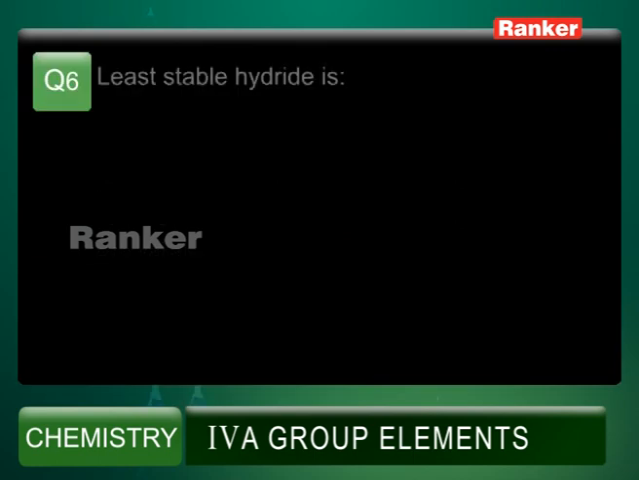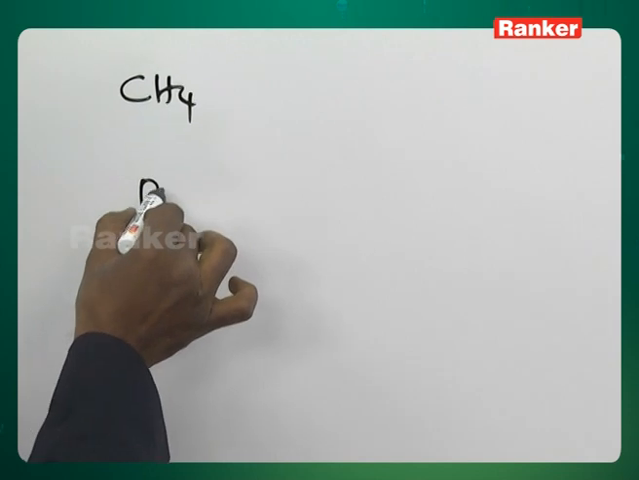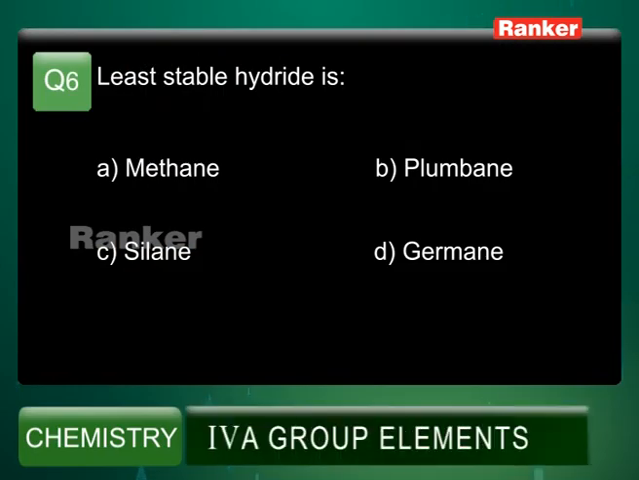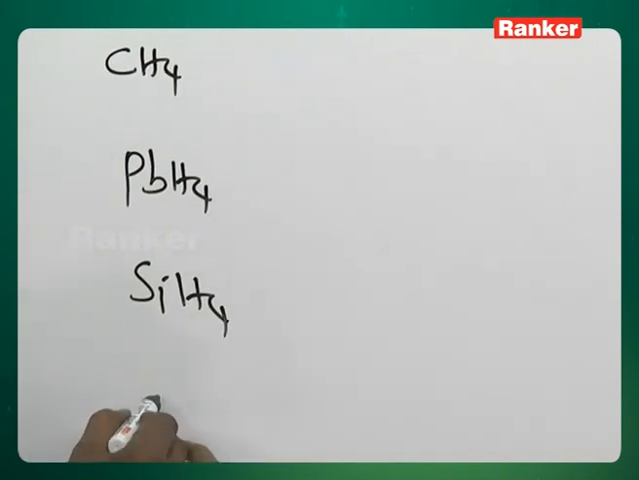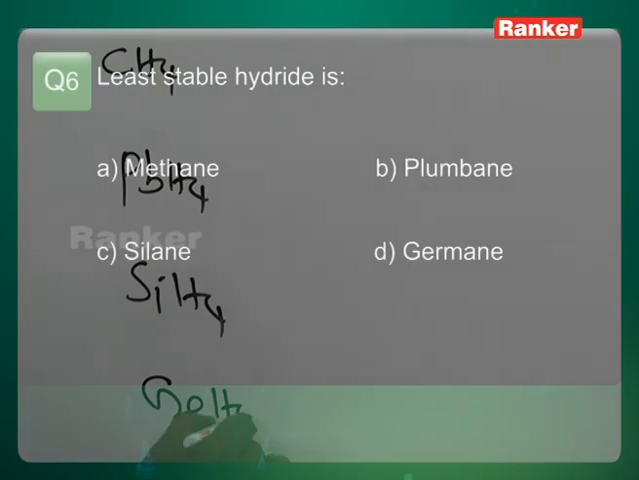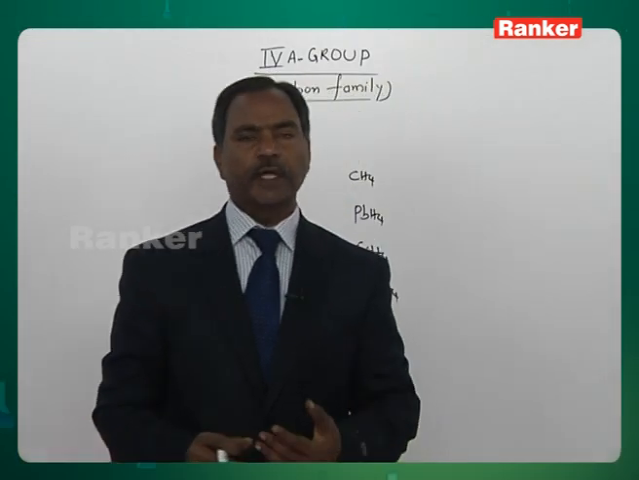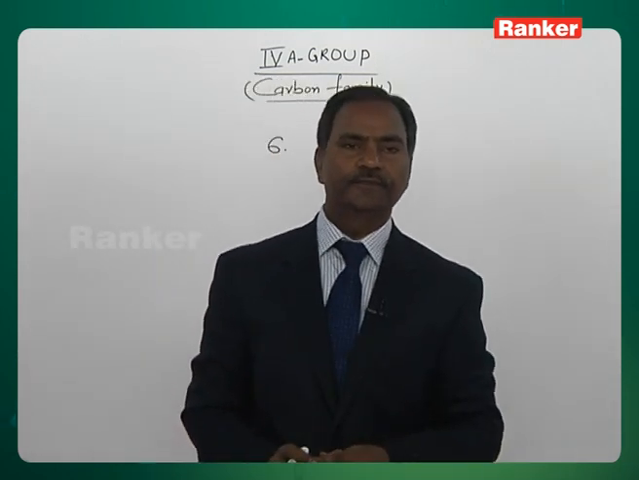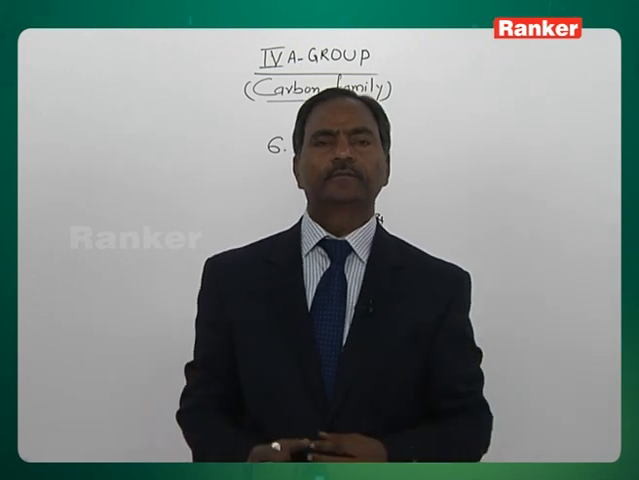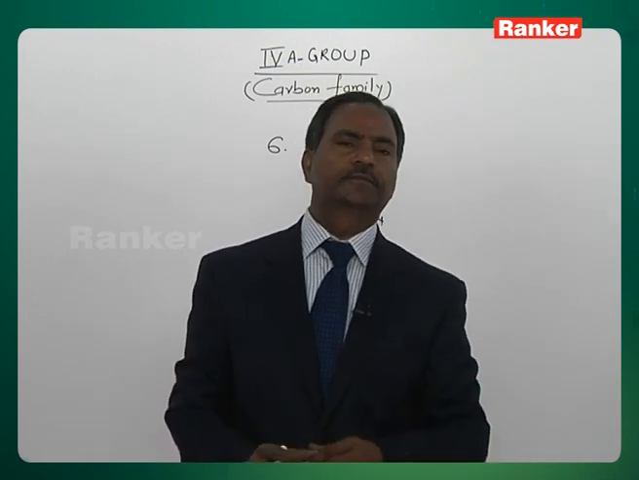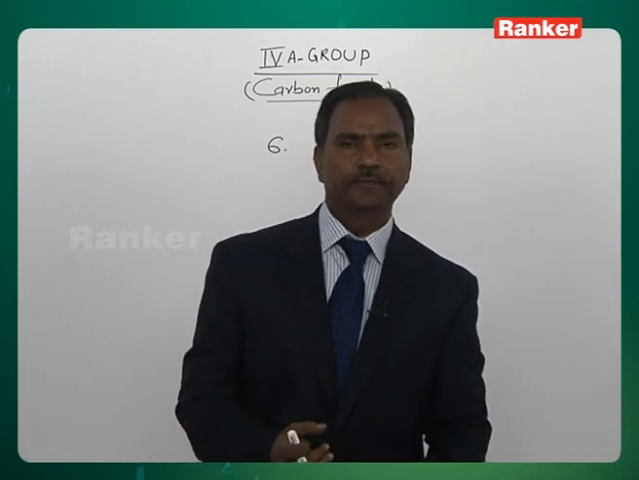Question number 6: the least stable hydride is methane, plumbane, silane, or germane. See, whenever hydride stability comes up, see how small the central atom is and what the bond length is. If the bond length is big, the bond energy will be less. Therefore, that particular hydride is found to be less stable.